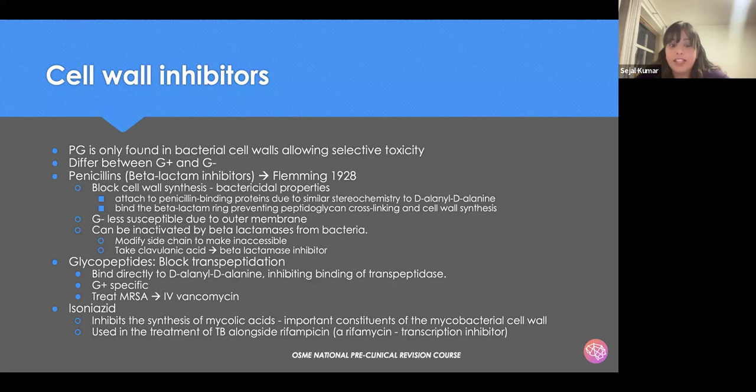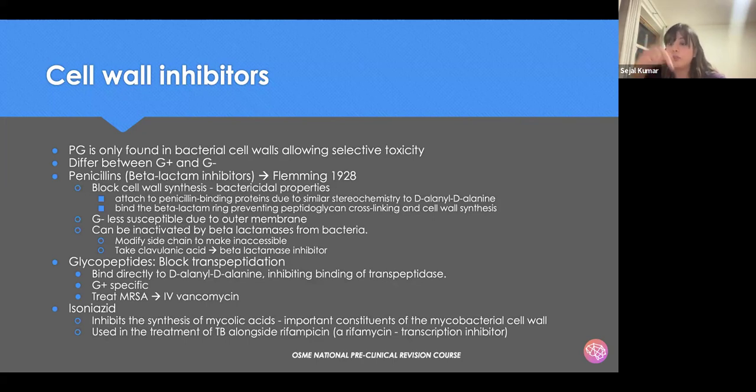And they bind to the beta-lactam ring. So these are beta-lactam inhibitors. They bind to the beta-lactam ring, preventing peptidoglycan cross-linking, which I mentioned earlier is important, and cell wall synthesis. So without that, the bacteria will die because it's an essential component of the cell wall in bacteria. Gram-negative are less susceptible because of the outer membrane, as I mentioned. These can be inactivated by beta-lactamases from bacteria, which is a method of resistance that bacteria have developed.